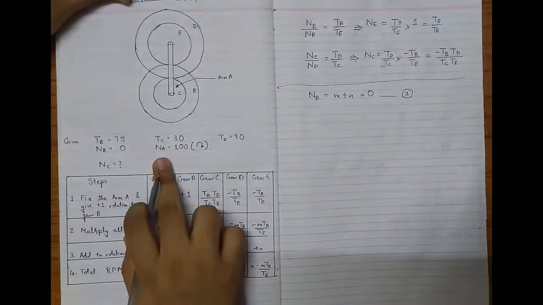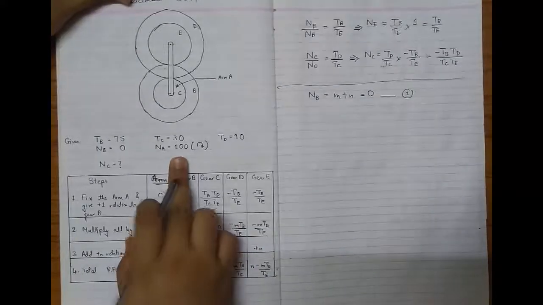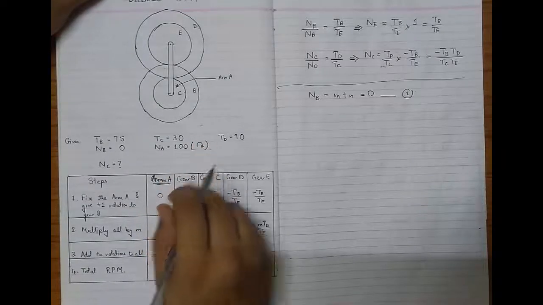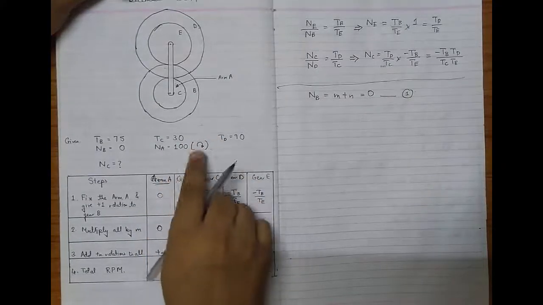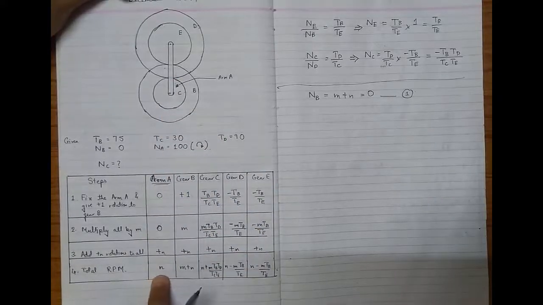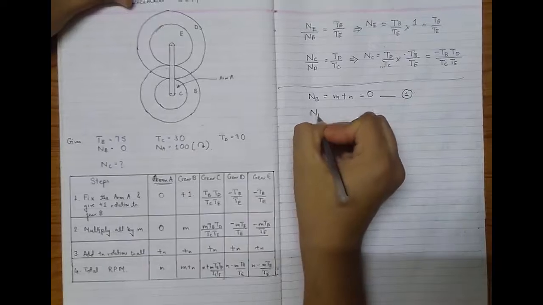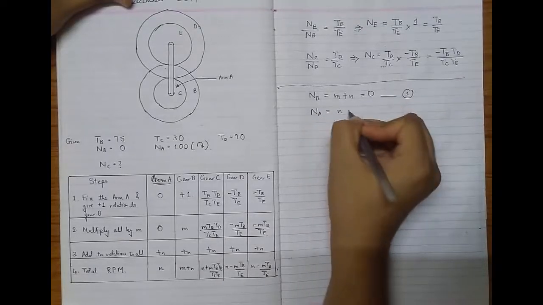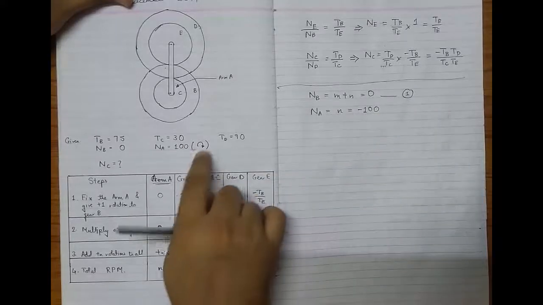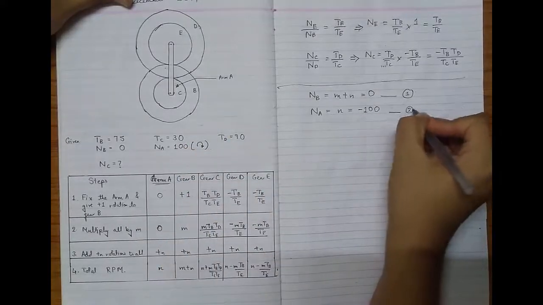Furthermore, what have they given us? NA is equal to 100 RPM in clockwise direction. Always remember, clockwise is negative, anti-clockwise is positive. So RPM of A is equal to n is equal to minus 100, because clockwise RPM is negative. This becomes my equation 2.